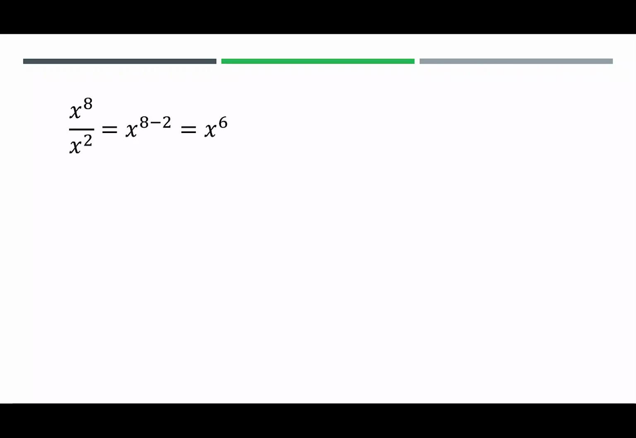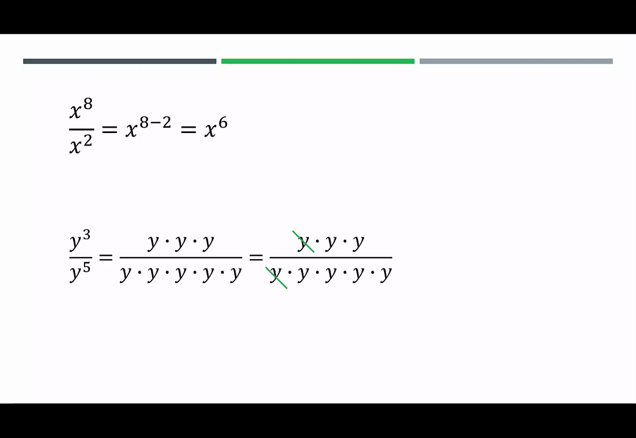But what if we have the situation where the exponent in the numerator is smaller than the exponent in the denominator? For example, we could look at y cubed over y to the 5th. To simplify this, let's start by expanding both y cubed and y to the 5th. That gives us 3 y's in the numerator and 5 y's in the denominator. We can go through and cancel pairs of y's. So I can get rid of the first y in the numerator and denominator, then the second y in the numerator and denominator, and then the third y in the numerator and the denominator.